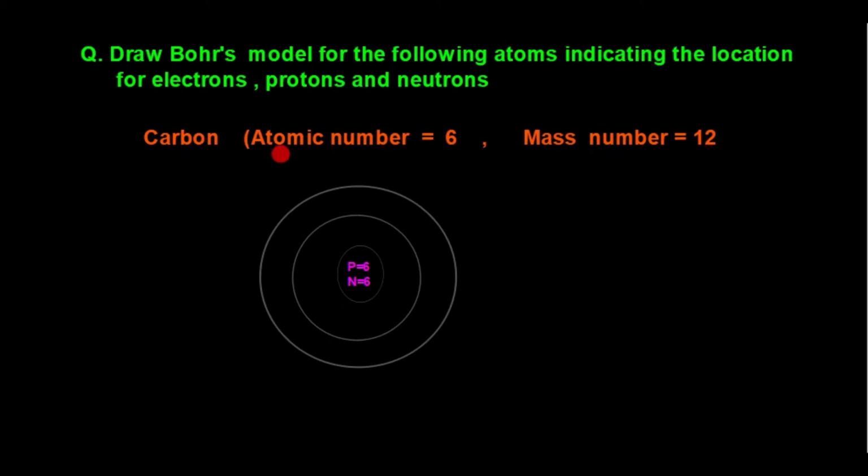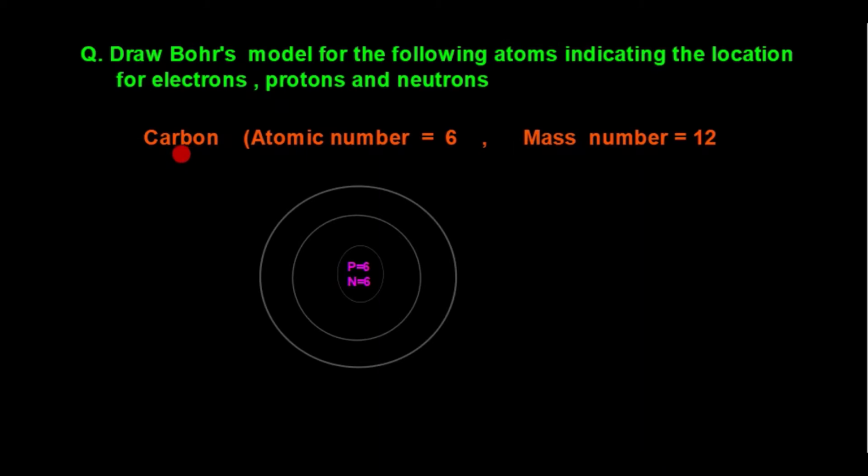We know what is meant by atomic number. Atomic number is the number of protons which are present in the nucleus of an atom. If atomic number of carbon is 6, it means carbon has 6 protons inside the nucleus. Here we write 6 protons inside the nucleus.